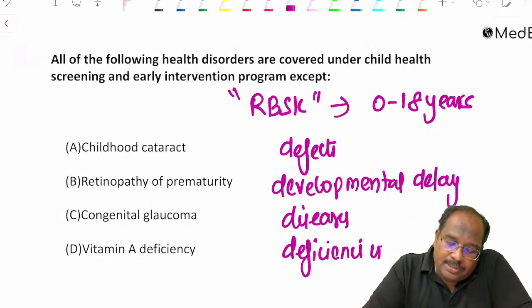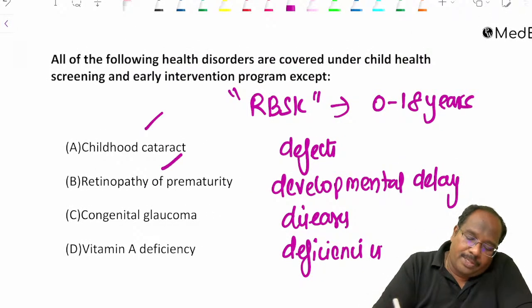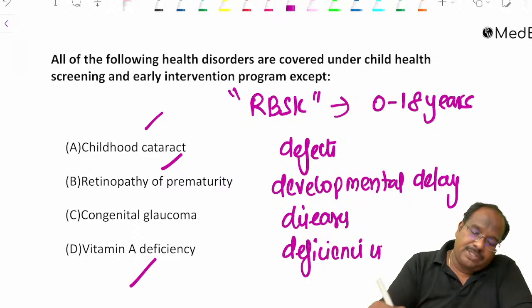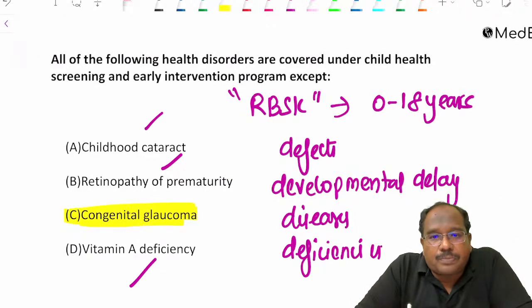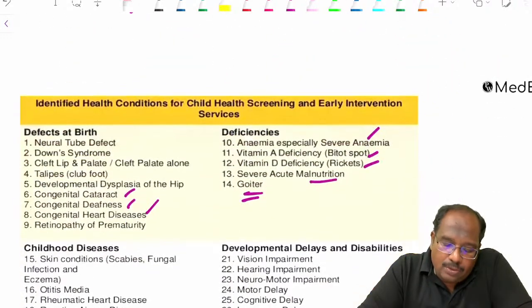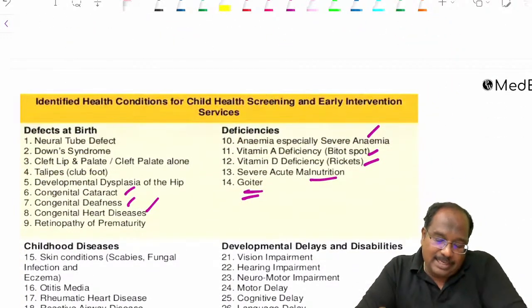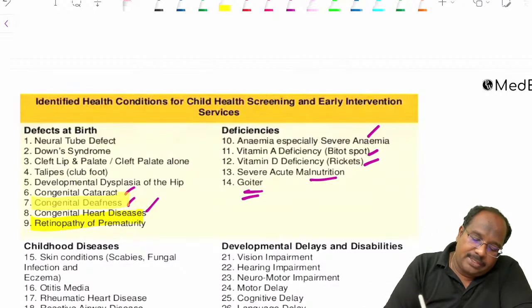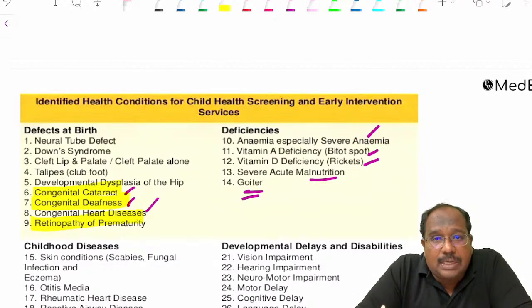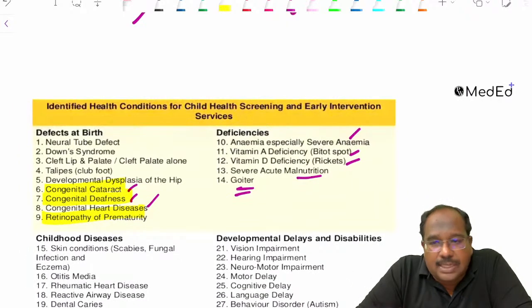Childhood cataract we will see, retinopathy of prematurity we will see, vitamin A deficiency we can see. So congenital glaucoma we don't see. You see the list here, it's not there. Congenital cataract will be there, deafness will be there, retinopathy of prematurity is there, but we don't look into congenital glaucoma under this RBSK, Rashtriya Bal Swasthya Karyakram. It comes under school health checkup.